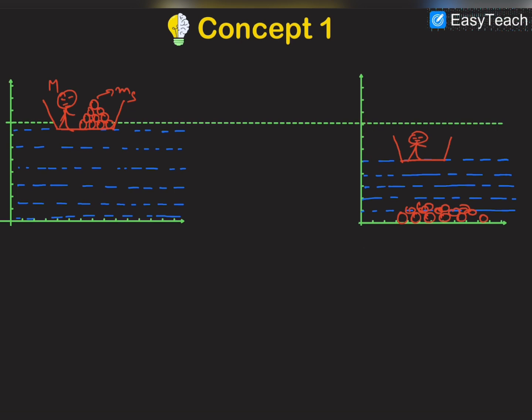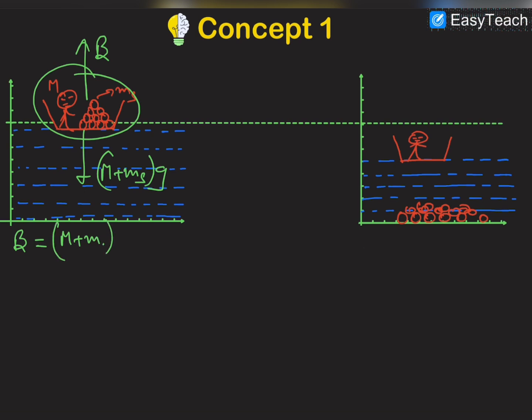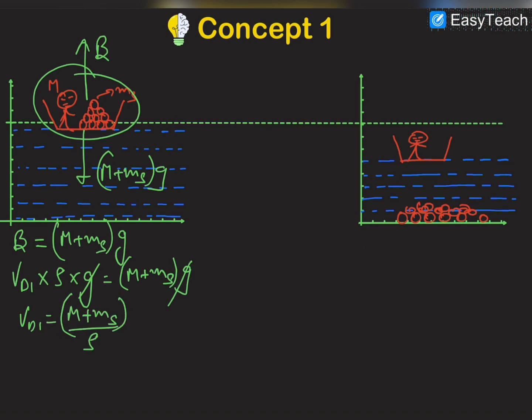Let us discuss why. So initially, let us see that on this system, buoyancy would be acting in the upward direction and mg will be acting in the downward direction. So the buoyancy will be balancing the M plus ms times g. And the value of buoyancy will be the volume of liquid displaced Vd1 into density of liquid rho into g, and that is (M plus ms) into g. Cancelling g with g, Vd1 will be equal to (M plus ms) divided by rho. So we can say that Vd1 will be equal to M by rho plus ms by rho.